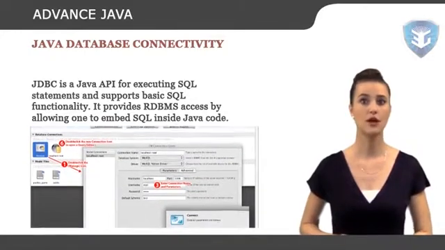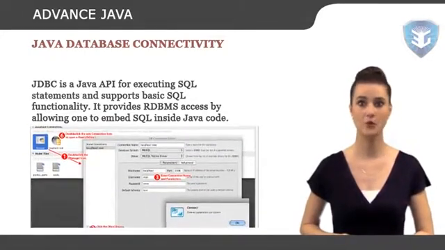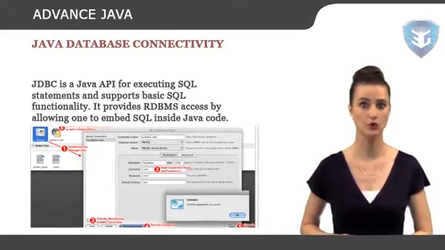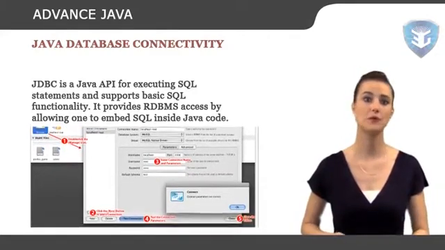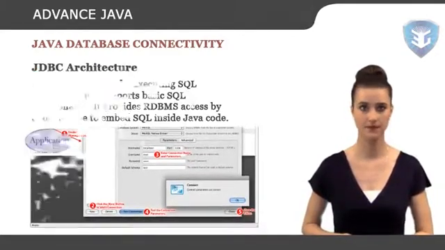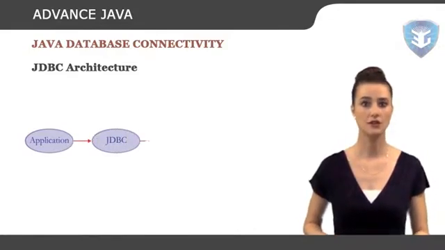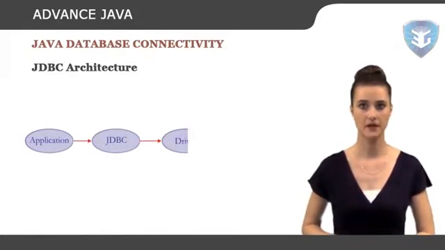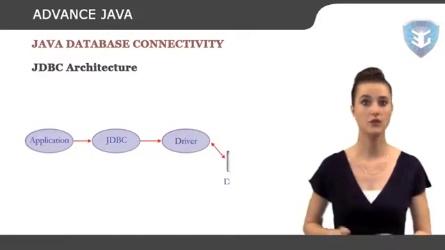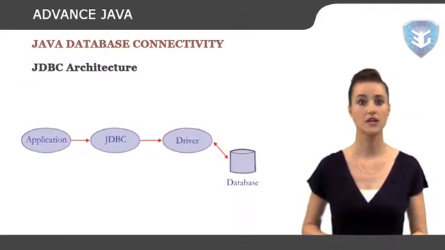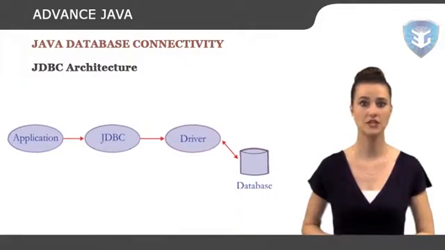Because Java can run on a thin client, applets embedded in web pages can contain downloadable JDBC code to enable remote database access. JDBC architecture. A Java application calls the JDBC library. JDBC loads a driver which talks to the database. One can change database engines without changing database code.